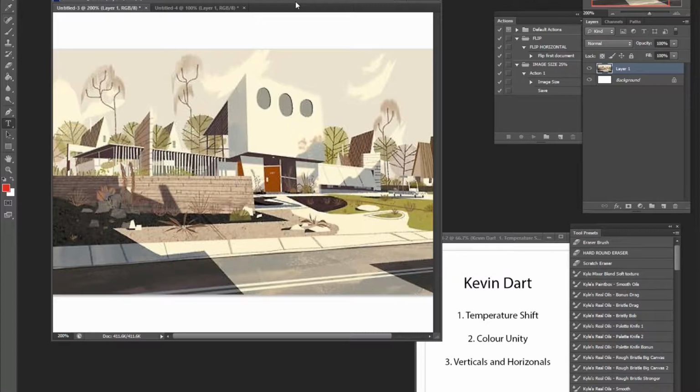So, temperature shift. Similar to Kazuo Oga, Kevin Dart is masterful in creating a naturalistic sense of temperature shifting. Number two, I want to talk about color unity and how he uses different unified palettes in order to create a sense of harmony within the scene and make a logical lighting situation. And then I want to talk about something he commonly uses, and that's the use of verticals and horizontals depending on what he requires.